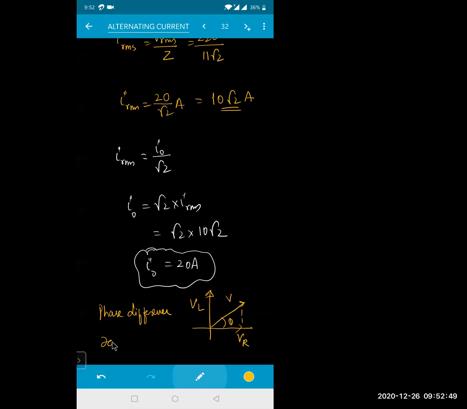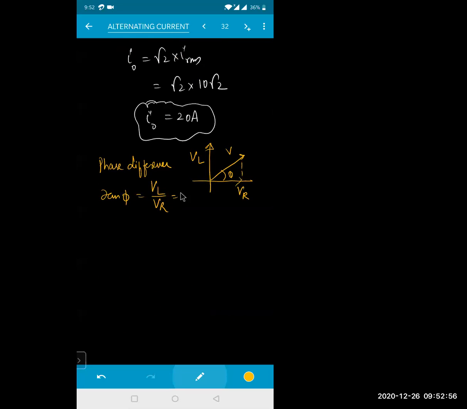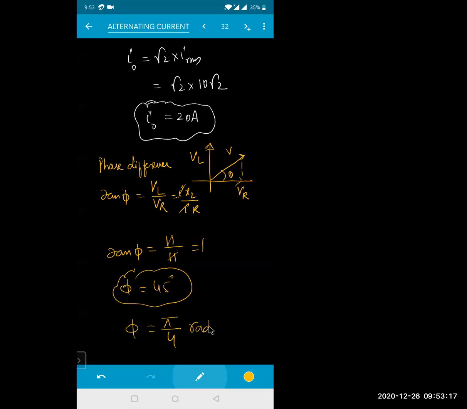So phase difference ante tan phi kada. Tan phi is equal to VL by VR. VL ఎంత వచ్చిందన్న? VL is equal to I into XL divided by I into R. I gets cancelled. So tan phi is equal to XL by R. XL how much we got? 11. R is also 11. So this will be equal to 1. So phase angle will be equal to how much for me? 45 degrees. Or else in terms of radians, if I am writing, pi by 4 radians. Clear? Is it clear for everyone?